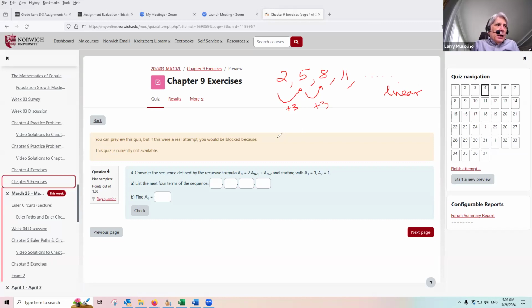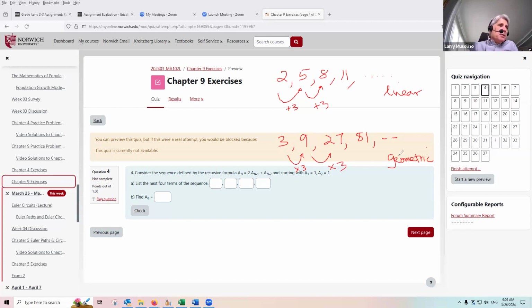There's another kind where you might multiply. Let me put 3, 9, 27, 81, etc. Here we're multiplying by 3 to get from one term to the next. When you see this, this is called a geometric sequence. So you have to kind of notice the pattern.